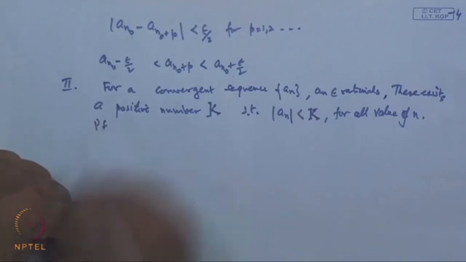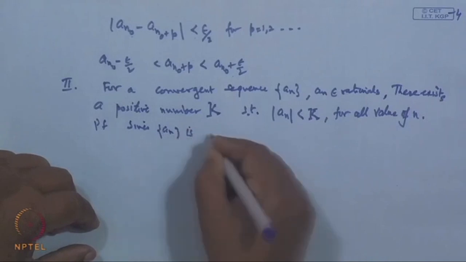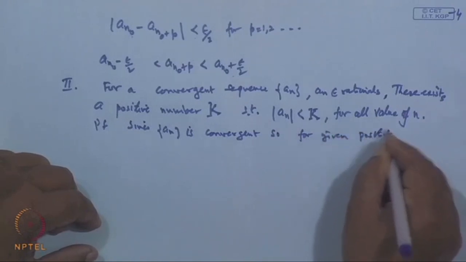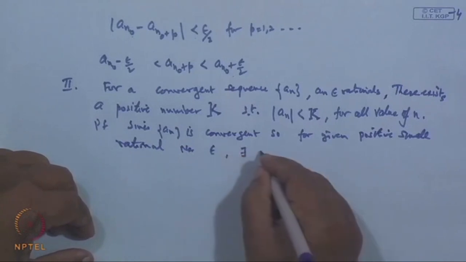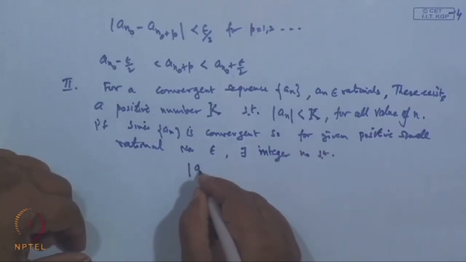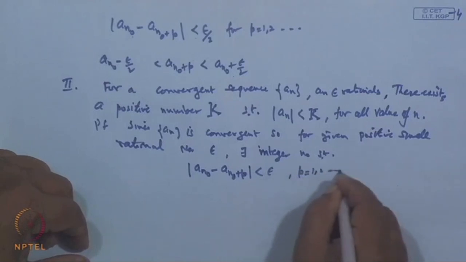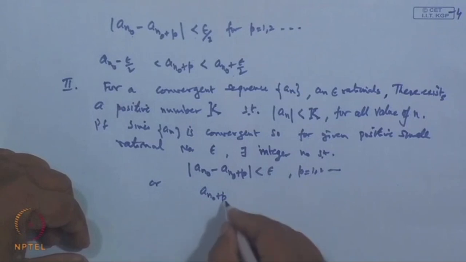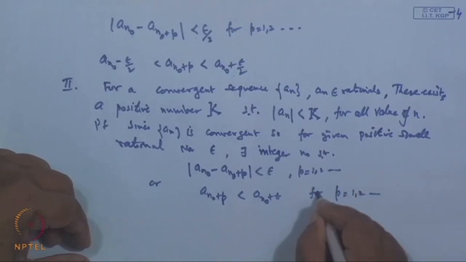Okay. The reason is very simple, a n is given to be convergent. So, since the sequence a n is convergent, for a given positive small rational number epsilon, there exists an integer n naught such that mod of a n naught minus a n naught plus p is less than epsilon for p is 1, 2, 3. Or you can say a n naught plus p will remain less than a n naught plus epsilon for all p equal to 1, 2, 3.